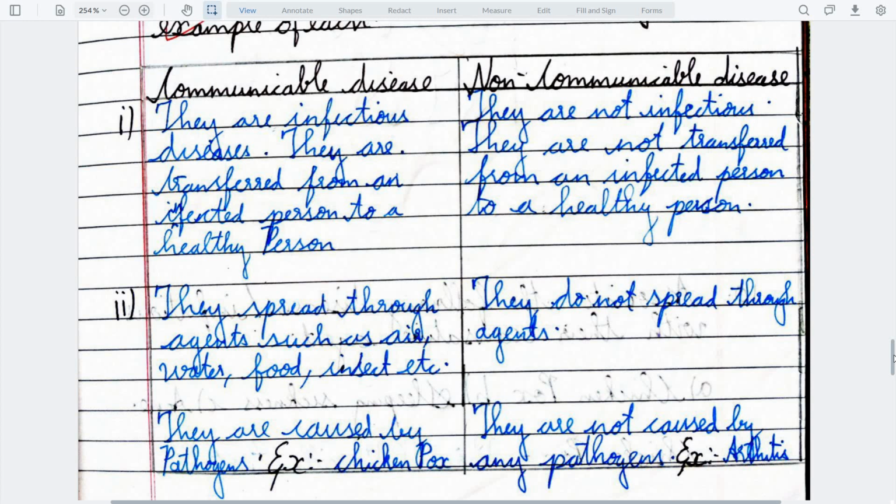Communicable diseases spread through agents such as air, water, food, insects, etc. Non-communicable diseases do not spread through agents. Communicable diseases are caused by pathogens. Example: chickenpox. Non-communicable diseases are not caused by any pathogens. Example: arthritis.